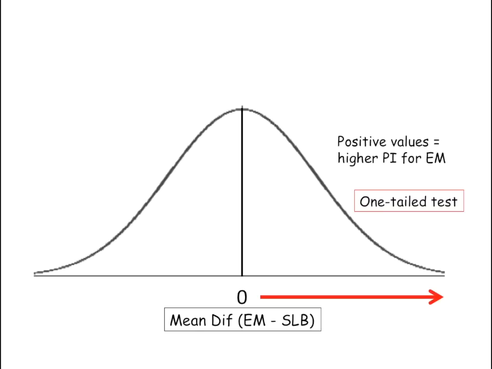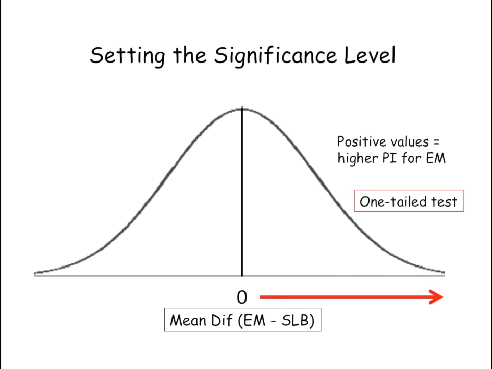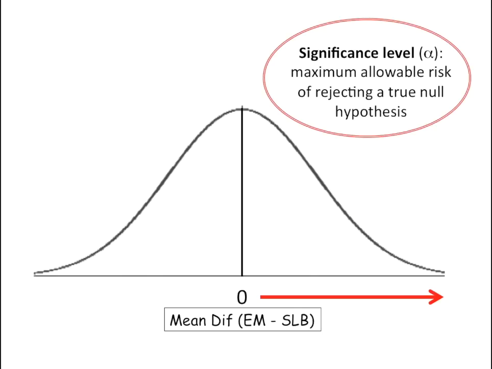The researchers' task is to decide how far out on the upper tail they are willing to go before deciding that such results are so rare that they will take them as evidence against the null hypothesis and for the research hypothesis. They make this decision by setting the significance level. The significance level, alpha, is the maximum risk researchers are willing to take of rejecting a null hypothesis when it's true. Researchers are risk-averse, so they tend to set this very low.